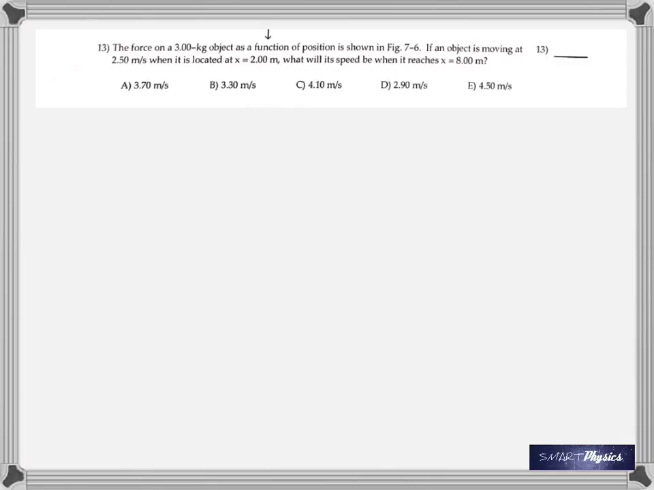Do you see the force decreasing up to 3 meters, all the way from 4 to 1, and then the force is constant? Force is constant at 1 Newton. That's what you understand from the graph. And then it says if an object is moving at 2.5 when it's just located at x is equal to 2 meter, what will its speed be when it reaches x is equal to 8 meter? Okay? We can get the answer.